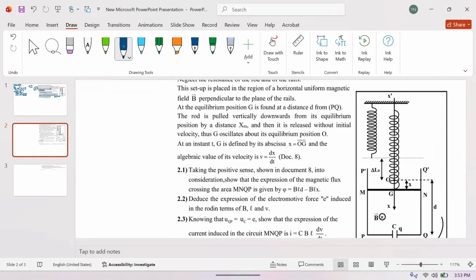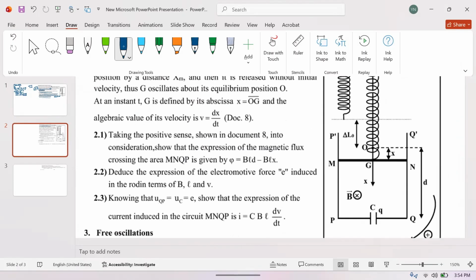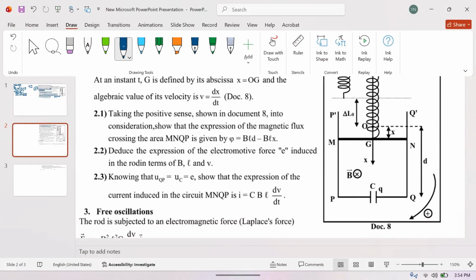Now let's continue the given that we have for part 2. This setup is placed in the region of a horizontal uniform magnetic field B perpendicular to the plane of the rails. So the magnetic field, obviously, as the figure showed in document 8, is going inwards. When you have a circle with X, that means B is going inwards into the screen. It's like you're pointing your pen into the screen. When you have a circle with a point, that means you're holding your pen the other way around and it's going out of the screen. So here we have the B going into the screen.